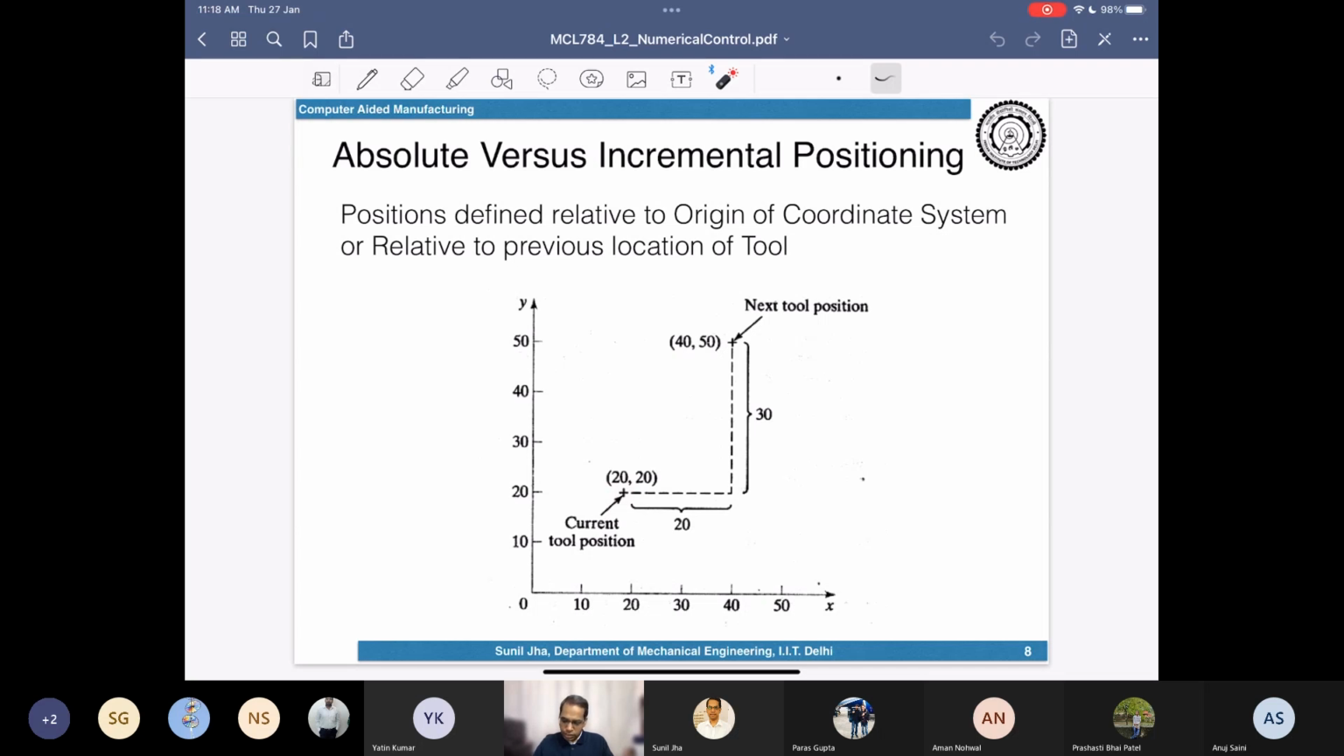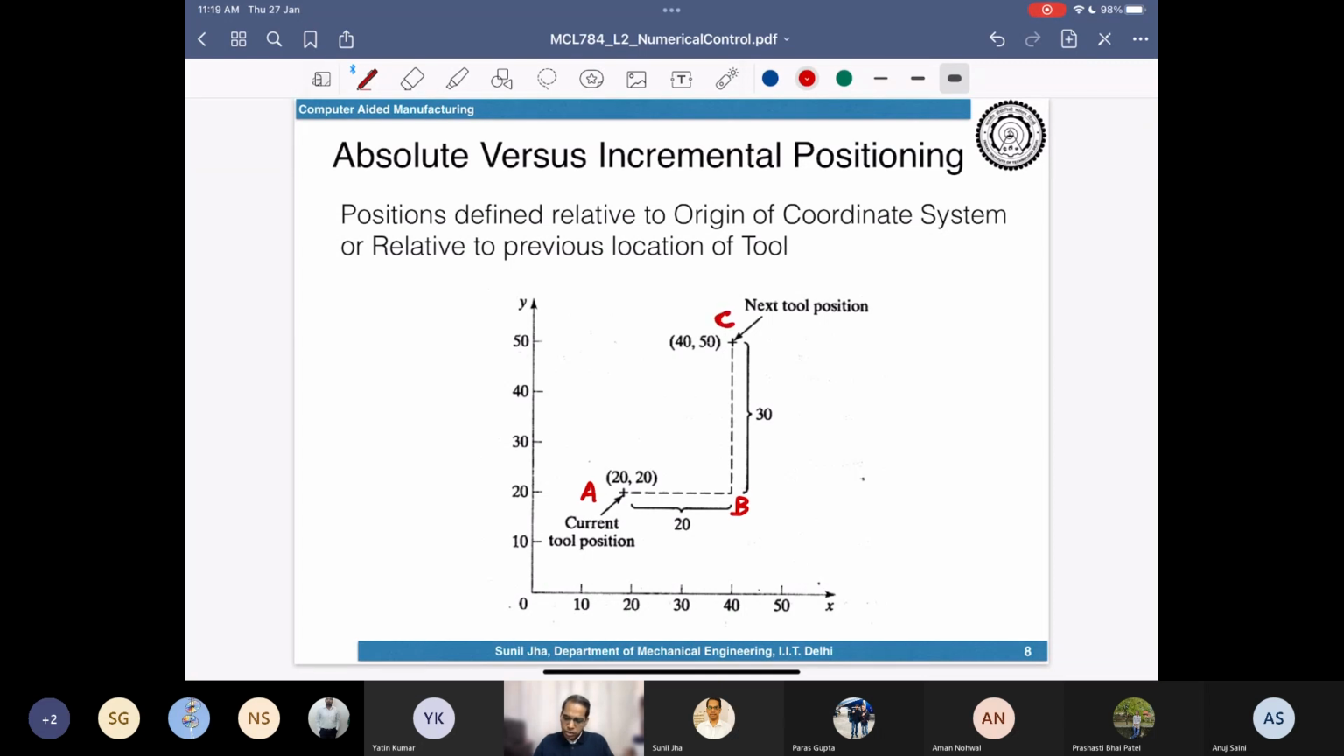So whatever increment you want to make in X and Y or Z from the previous position is basically the incremental position. So you will be only specifying those values over here. So in this case, absolute versus incremental positioning. Can you tell what should be the... let me just put the name to these points so that it will be understood. So this is A, this is B, and this is C.